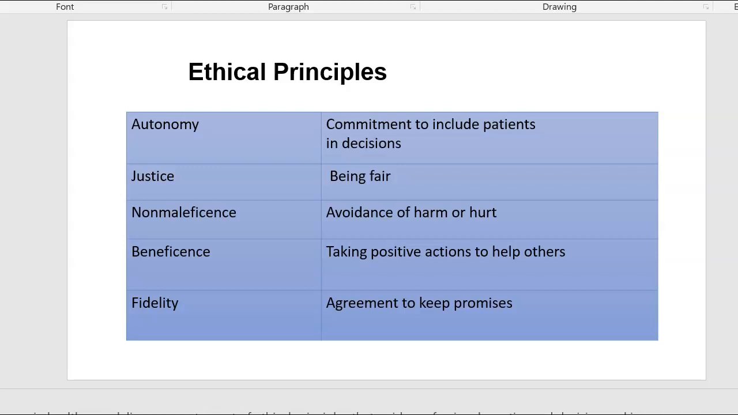Justice is used most often in discussions about access to healthcare resources, including the just distribution of resources. Beneficence is fundamental to the practice of nursing and medicine to take actions to help others. Maleficence refers to harm or hurt. Thus, non-maleficence is the avoidance of harm or hurt. In healthcare, the practice involves not only the will to do good, but an equal commitment to do no harm. And fidelity is referring to those agreements to keep promises and based on the virtue of caring.